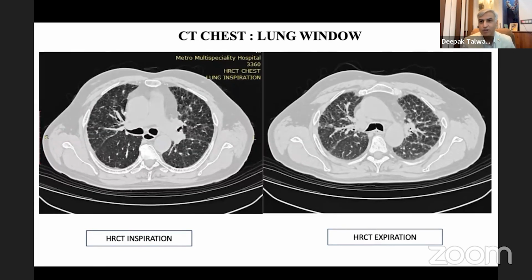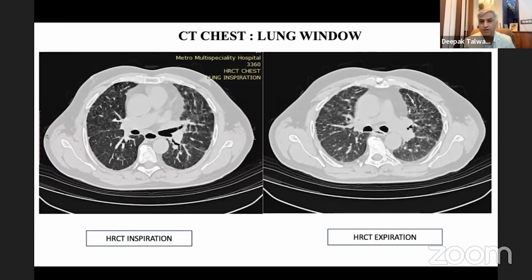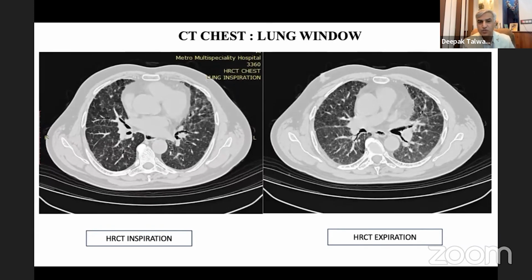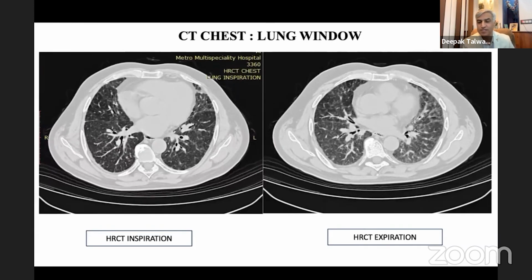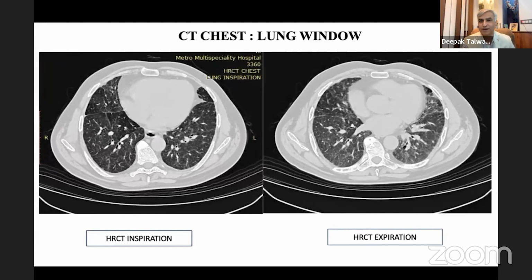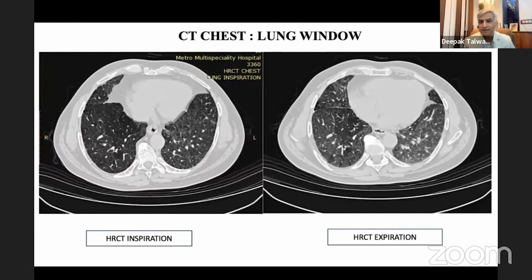So I think we have the radiology coming up here, so we can see the radiology. And first, we will ask Dr. Stephen for his comments, and then Dr. Khushbu, what she feels about it.